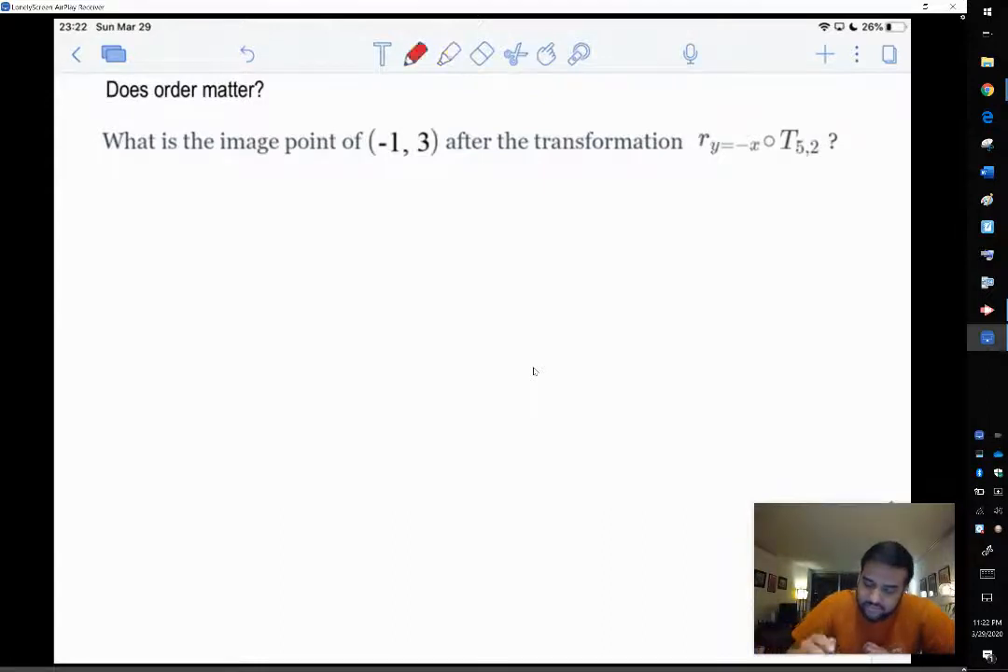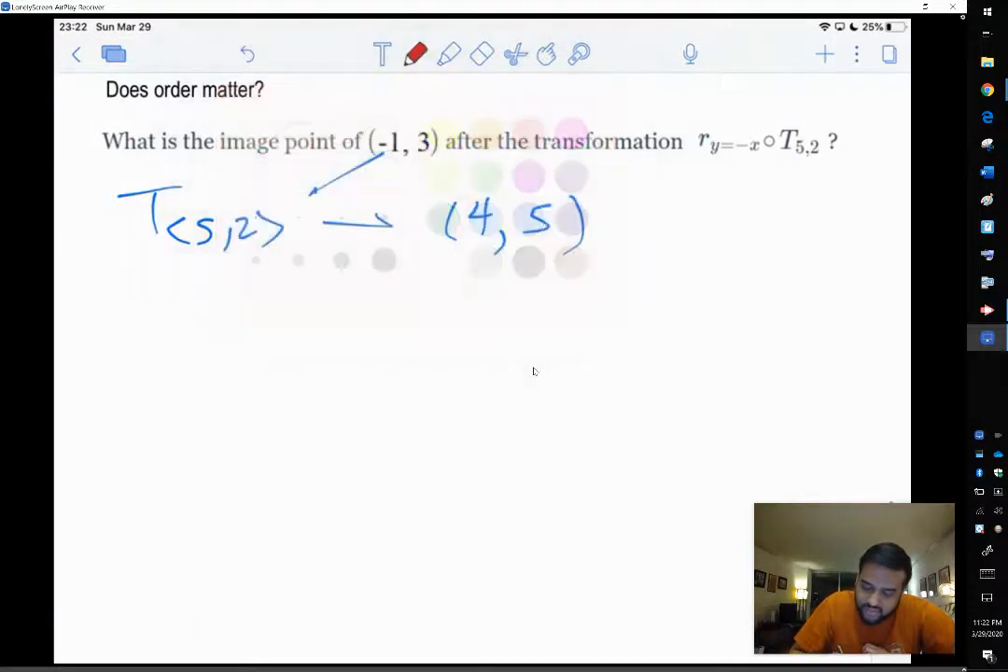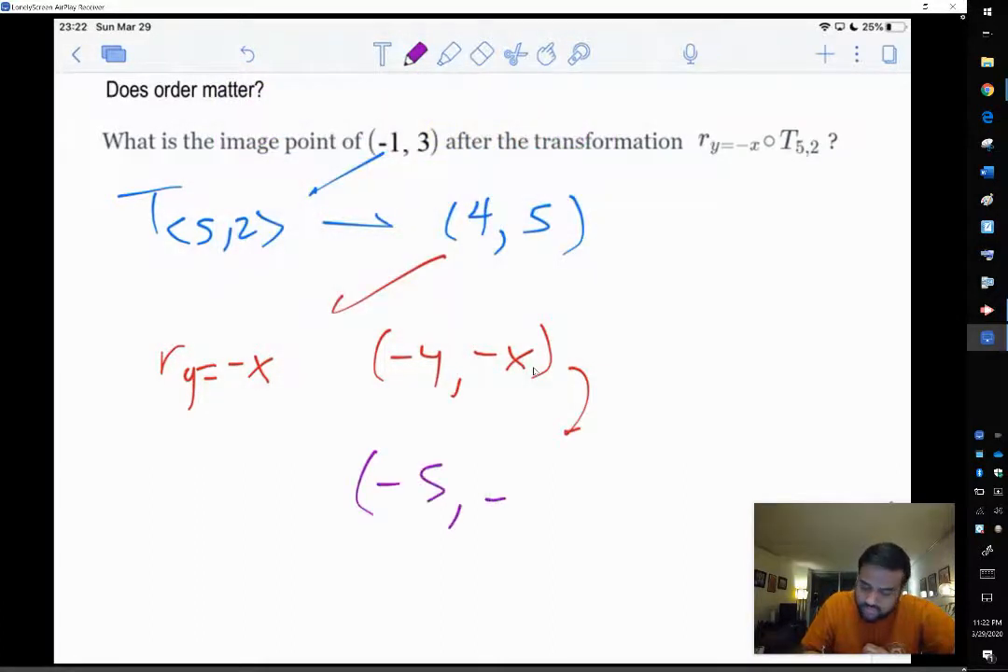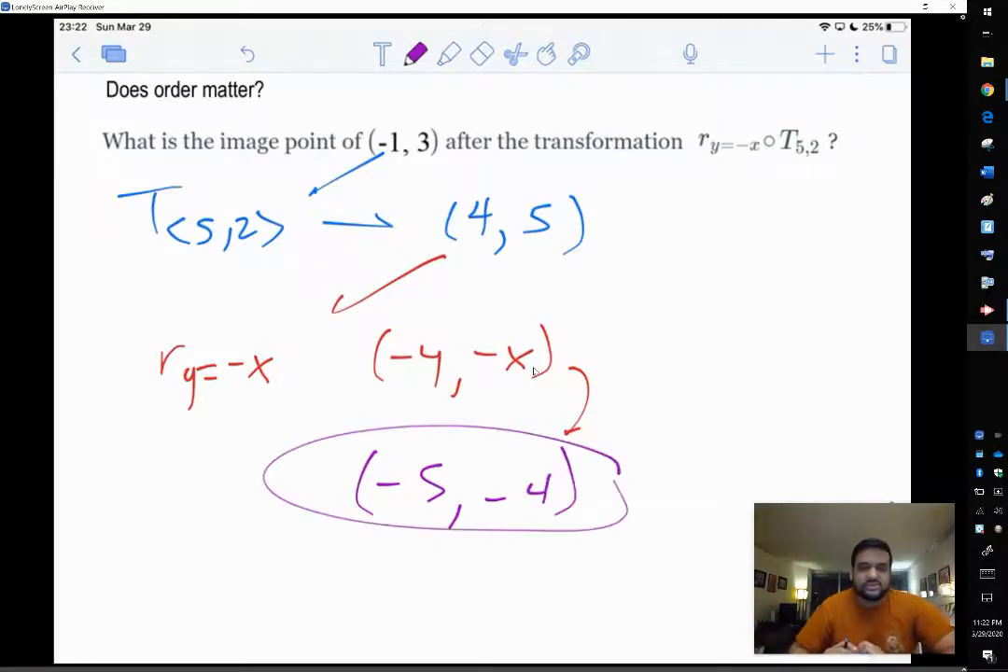Let's find out. So we're going to translate first this time. So translate along 5, 2. So if I plug in the points here, negative 1 plus 5 would give me 4, and then 3 plus 2 would give me 5. The second rule then is to reflect across y equals negative x, the rule for which is negative y comma negative x. So plugging that in here would swap the coordinates and make them both their opposite sign. So it turns out the order does matter. We got a different answer than what we got last time just by switching those.